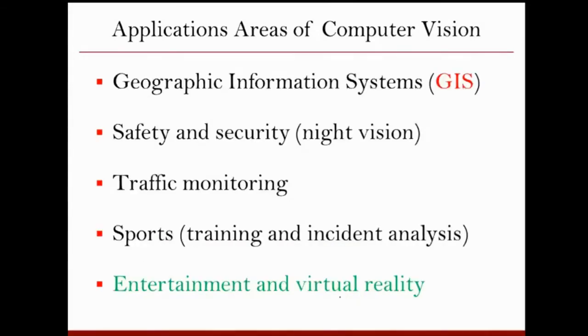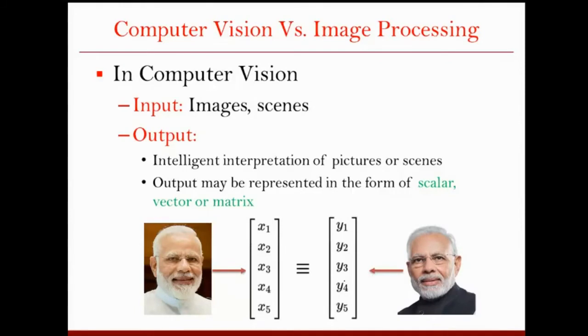There are a few more, like GIS, safety and industry, where normally we use night vision cameras, traffic monitoring, sports, entertainment and virtual reality. All these places we use computer vision.